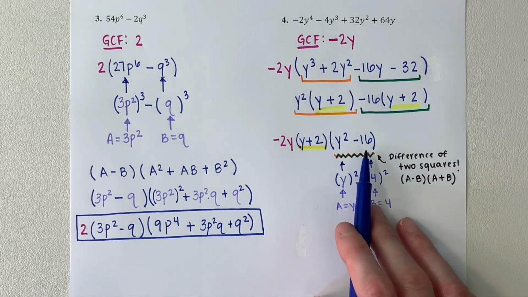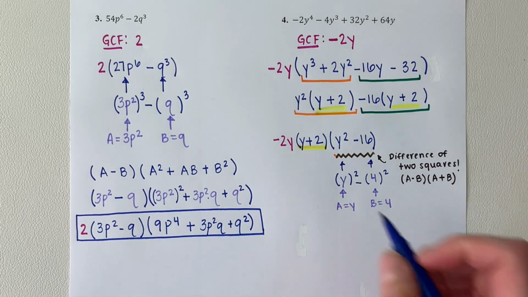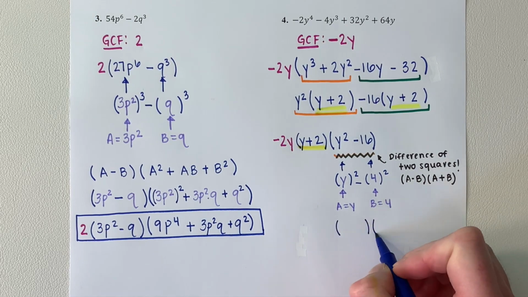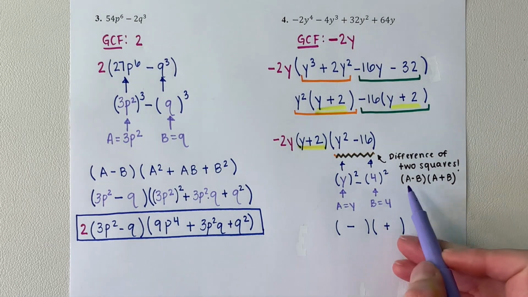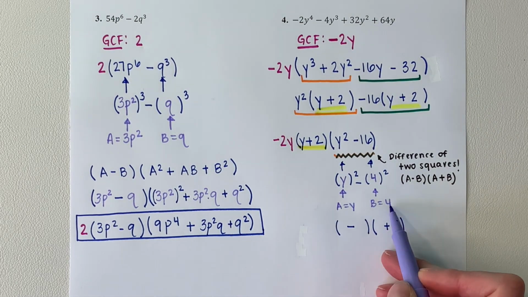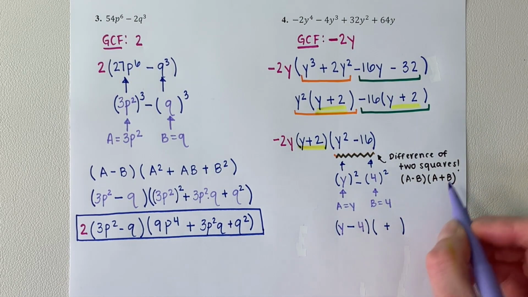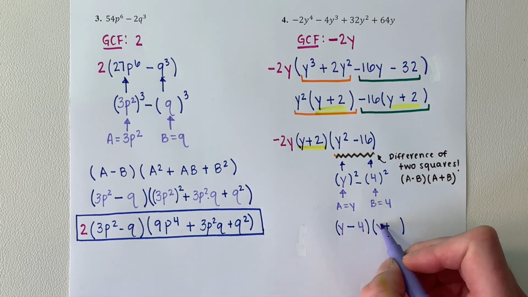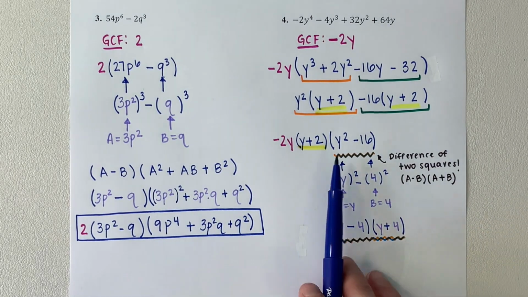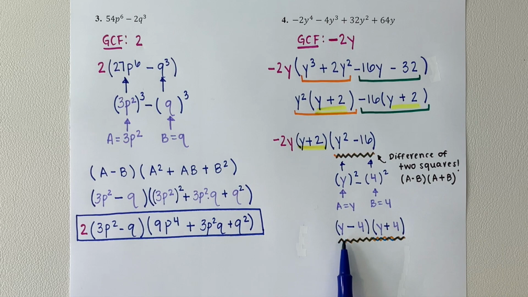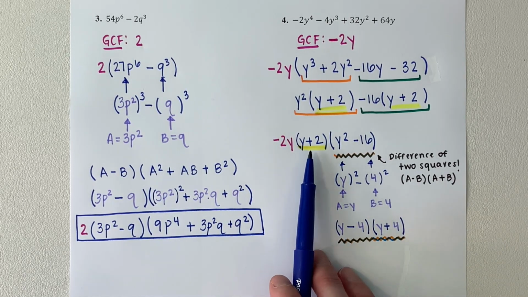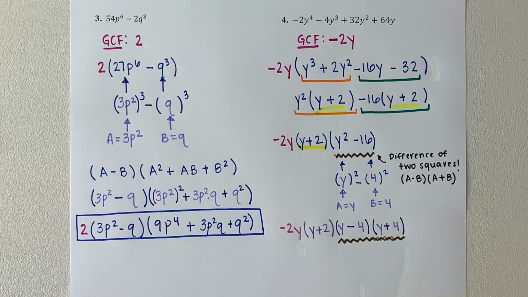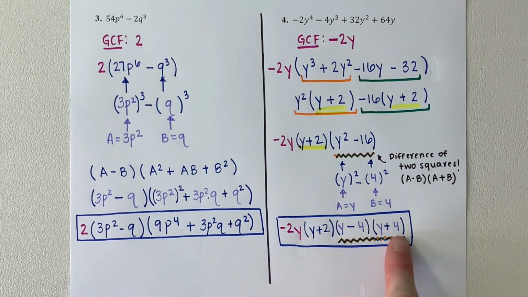So to factor this difference of 2 squares, we'll use this formula here. We'll start by drawing our parentheses, and we'll put a minus sign in one parenthesis and a plus sign in the other. Then we want a minus b, so we'll take y minus 4, and then a plus b, so we'll take y plus 4. So we've factored this difference of 2 squares using the formula right here. These 2 factors cannot be factored any further, so we just want to bring them down for our final answer. So here we have our final fully factored answer.